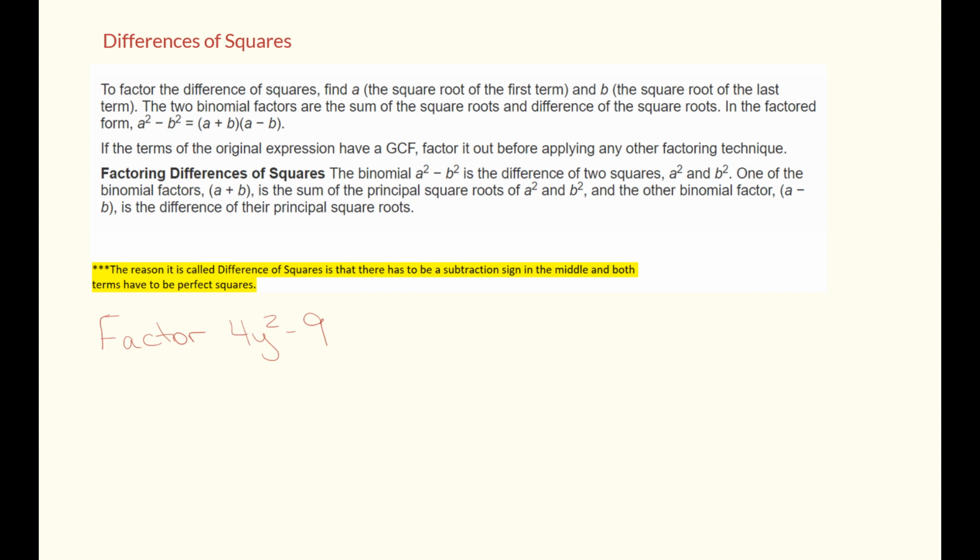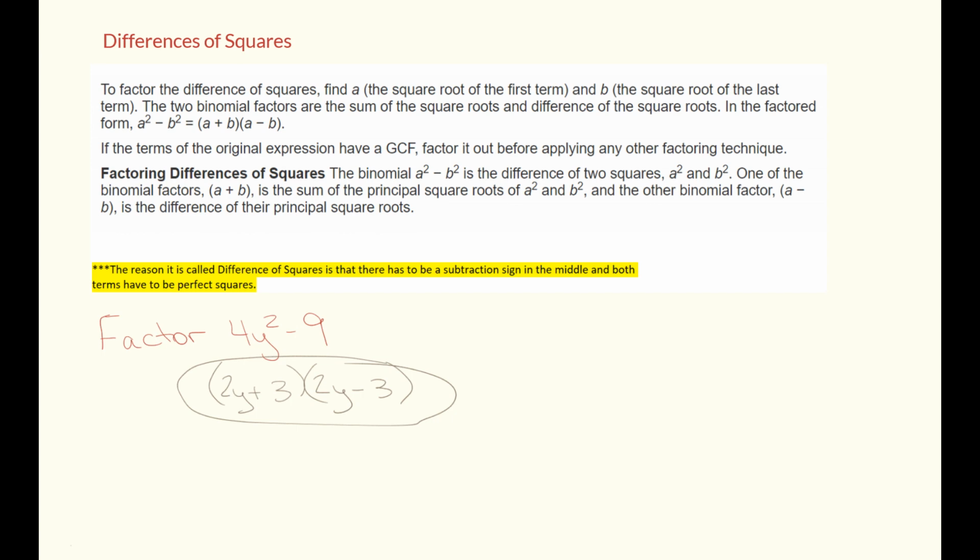I'm going to go ahead and work out this problem. It says factor 4y squared minus 9. So we see that we have a difference because it's subtraction, and both 4y squared and 9 are perfect squares. So I'm going to factor. If there was a greatest common factor, I would factor that out first, just like any factoring problem, but in this case, there's not. So you ask yourself, what times what gives you 4y squared? Well, 2y and 2y. And what times what gives you 9? 3 and 3. And one of these has to be a positive and one has to be a negative. That is your answer. Now I'll show you why this works, okay?